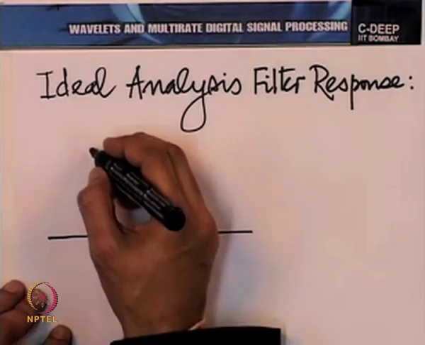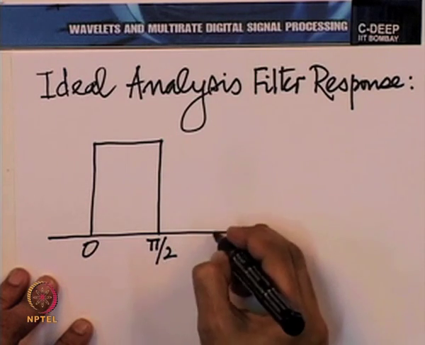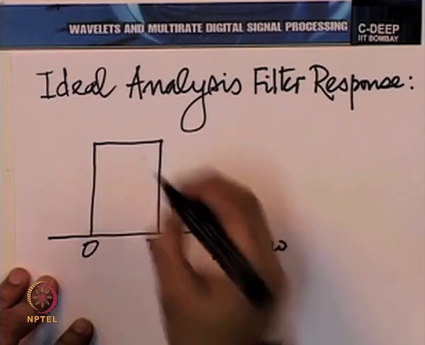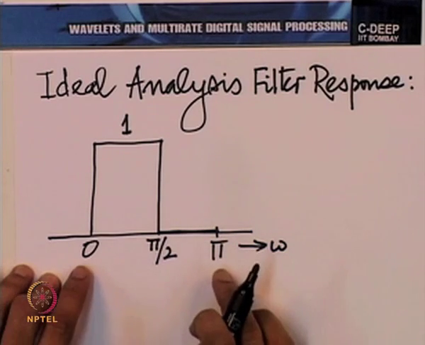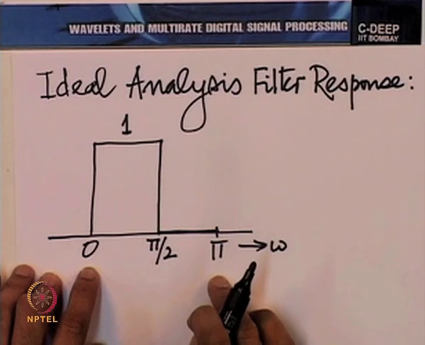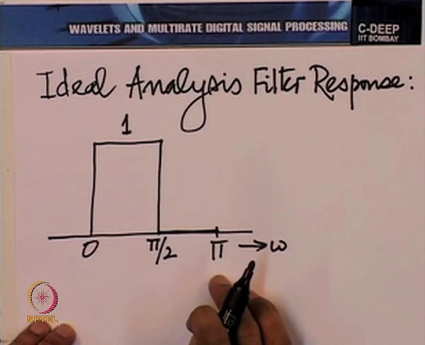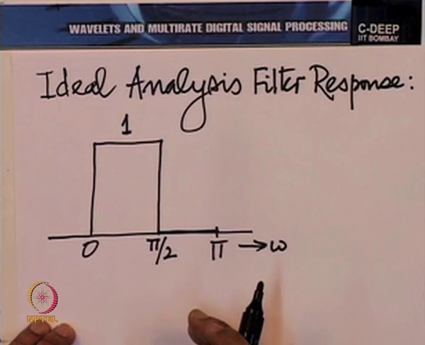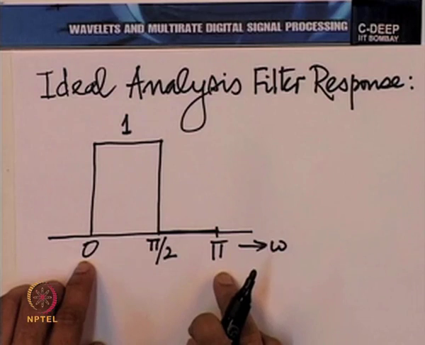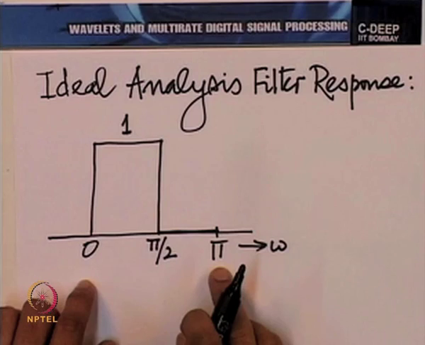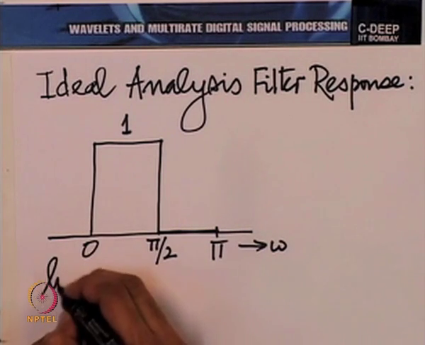So, the low pass filter should have a response that looks like this between 0 and pi. It must be 1 between 0 and pi by 2, and 0 between pi by 2 and pi, and this entire pattern must be mirrored between minus pi and 0, and of course then repeated, the whole pattern between minus pi and pi then repeated at every multiple of 2 pi. All this is of course naturally from the properties of a discrete time Fourier transform or a discrete frequency response. So, I am just showing the region between 0 and pi, and what happens between minus pi and 0 and then at around every multiple of 2 pi follows naturally. So, this is the low pass filter response.